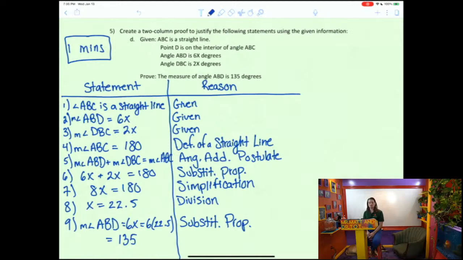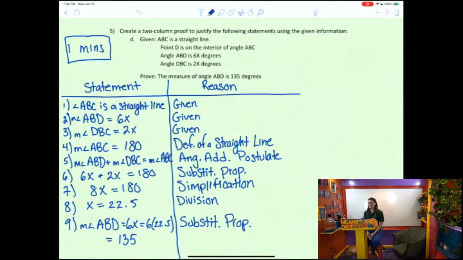We know that the two smaller angles have to sum together to make up the larger angle, so the measures of the two smaller angles have to sum up to equal the measure of the larger angle. The measure, therefore, of ABD plus the measure of angle DBC must equal the measure of ABC, due to the angle addition postulate. If we substitute in the expressions that represent those angles, then 6x plus 2x must be equal to 180 due to the substitution property of equality.